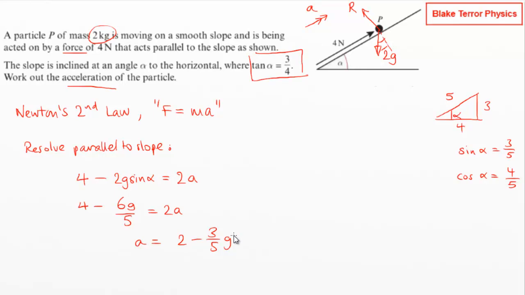So say we had picked g as 10, they haven't told us what to use here, but if we really rounded g to 10 meters per second squared, then we're going to have the acceleration is minus 4 meters per second squared. So that's down the slope. So yeah, pretty straightforward. And we will be using this so many times.